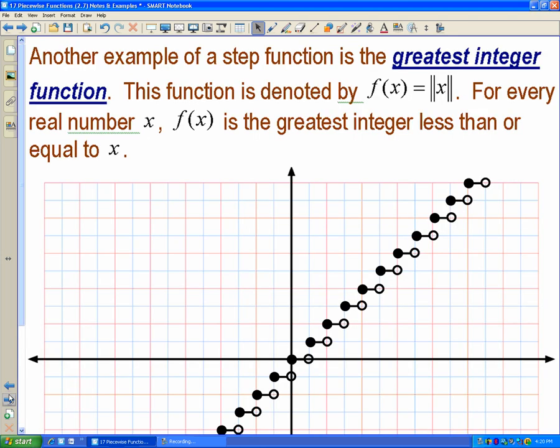The last thing, I just want you to see this. Another example of a step function is called the greatest integer function. This function is denoted by f of x is equal to double bar x. This is called the greatest integer function. For every real number x, f of x is the greatest integer less than or equal to x.